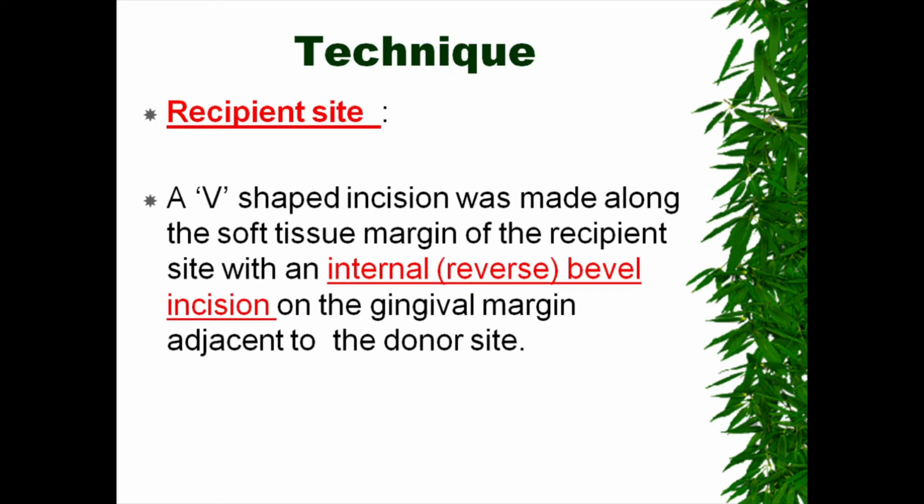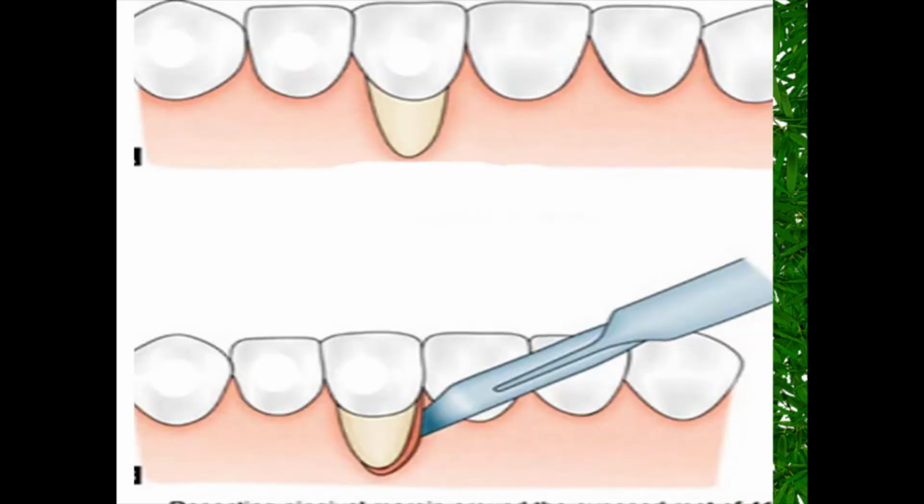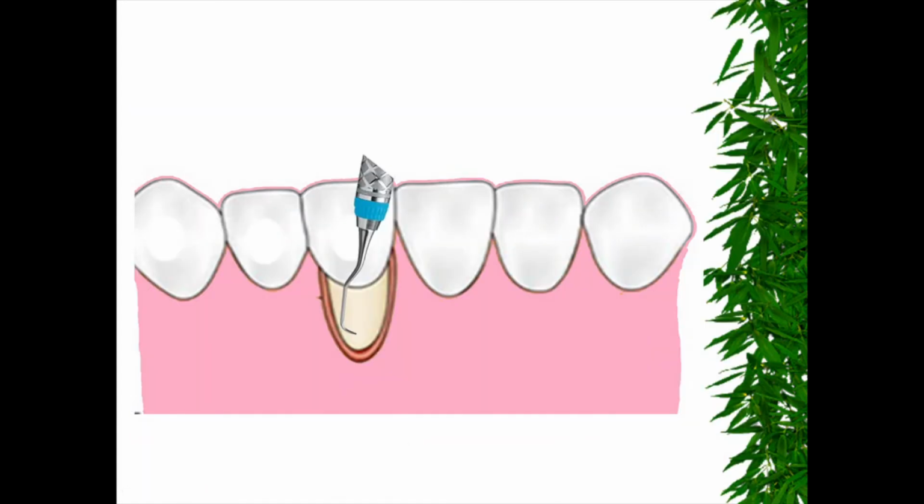Coming on to the technique, in this we'll start with a V-shaped incision, which will be an internal bevel incision. First of all, an internal bevel incision will be given along the soft tissue margin of the defect. So this is the defect, and the internal bevel incision will be given. After removal of the dissected pocket epithelium, we have to remove the pocket lining. The exposed root surface should be thoroughly curetted.